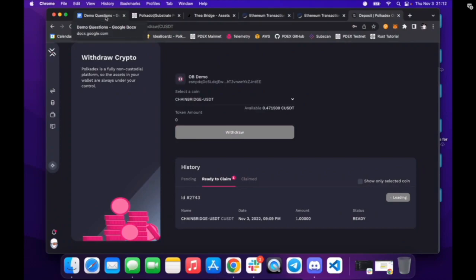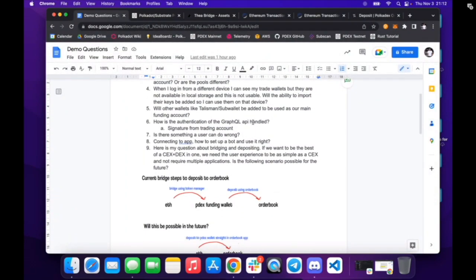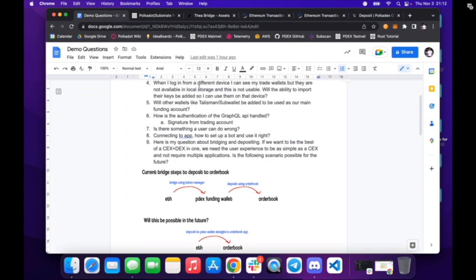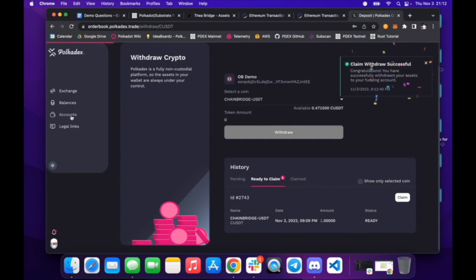Again, as we wait for that, let me go back to the questions. When I log in from a different device, I can see my trade wallets, but they are not available in local storage, and this is not usable. Correct. Will the ability to import their keys be added so I can use them on that device? Yes. The ability to add the keys is already there.